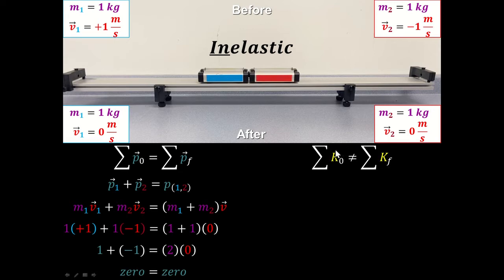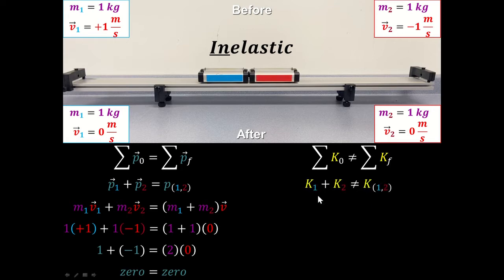Now, kinetic energy, remember K is our abbreviation for kinetic energy. Kinetic energy is just one form of energy. There's potential and there's heat and sound and light and all that. But what I'm saying here is that if we take the total kinetic energy before the collision, it will not equal the total kinetic energy after the collision. Momentum is conserved, but kinetic energy is not.